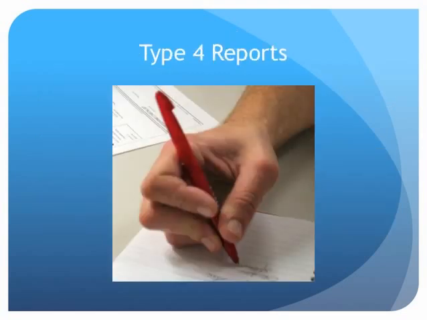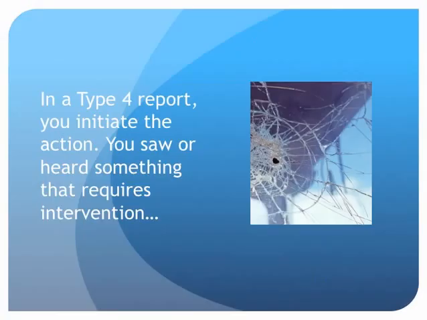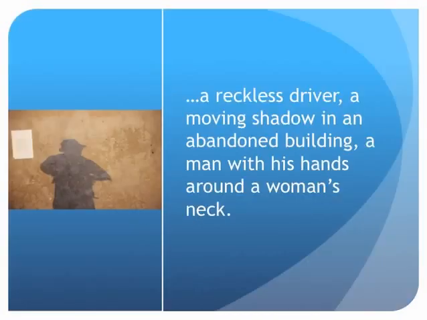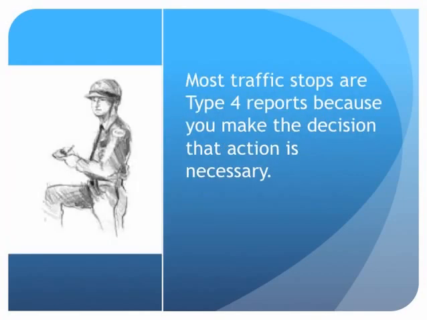Type 4 reports. In a Type 4 report, you initiate the action. You saw or heard something that requires intervention. A reckless driver, a moving shadow in an abandoned building, a man with his hands around a woman's neck. Most traffic stops are Type 4 reports because you make the decision that action is necessary.